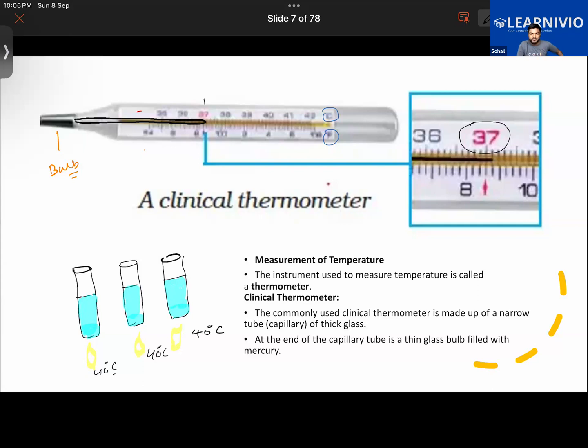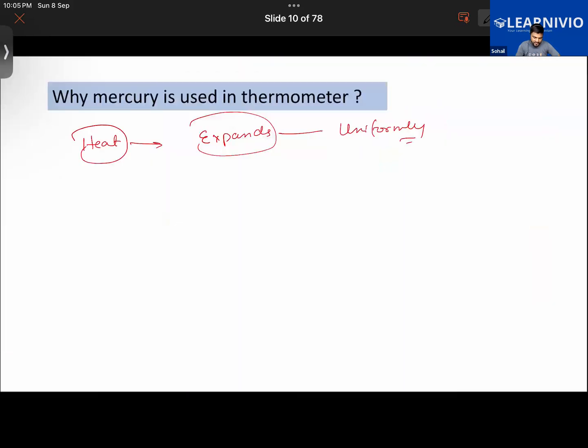Getting it now? Also, when a person is suffering from fever, how much does the temperature of the body go? It is around 100 Fahrenheit, 101 Fahrenheit. That is about 38, 39, 40 degrees Celsius. Not beyond that much. Getting it now? So that is the reason why mercury is used and not any other metal.